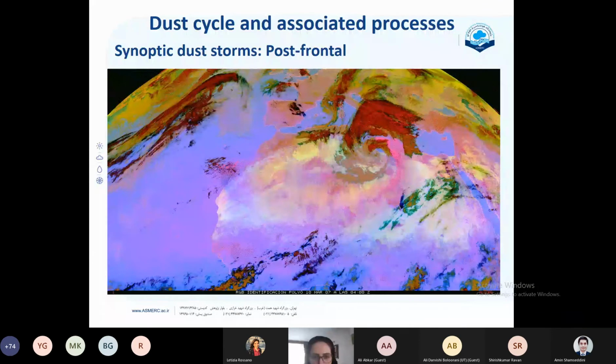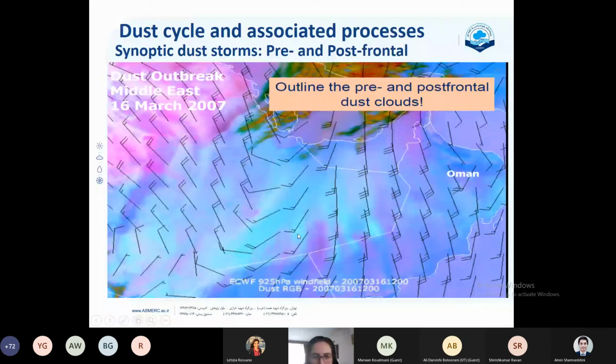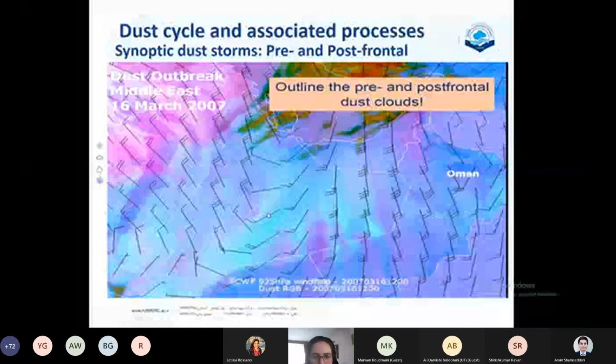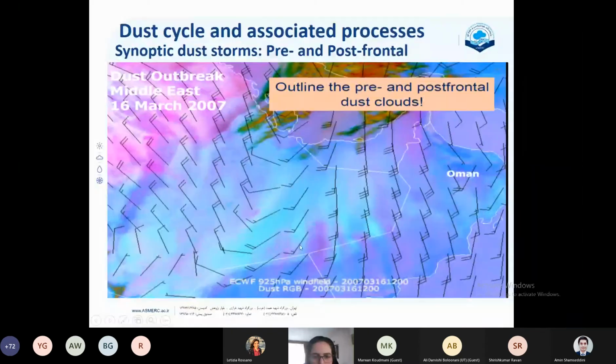I have another kind of indicator to show the pre and post frontal dust storm. You can see here the breaking of the wind that has been caused by the passing of the fronts. And these are the CALIPSO lidar pathfinder data that are used for identifying the thickness of the dust, which is very useful in the region.